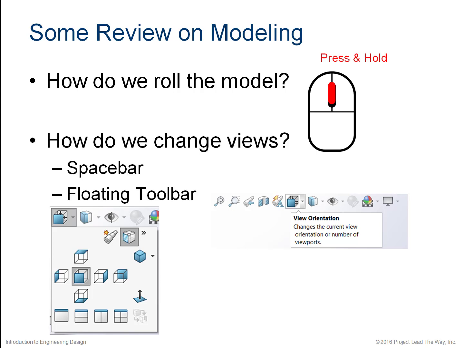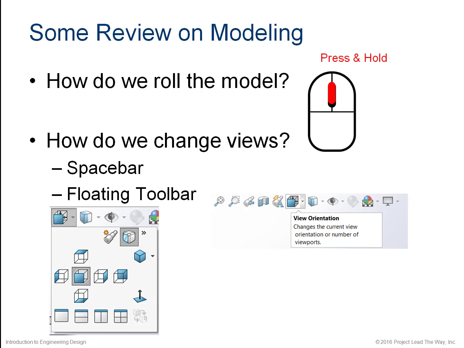And the last question, how do we change views? So we change views by hitting the space bar, and up pops this little menu right where my cursor is flashing. Now I can select different views: the top, the front, the right, the isometric, and normal too. So that comes from the view orientation cube. That's that floating toolbar right in front of you.